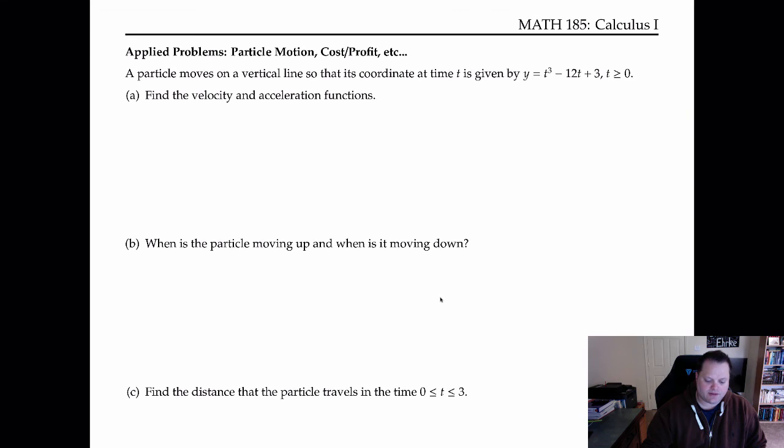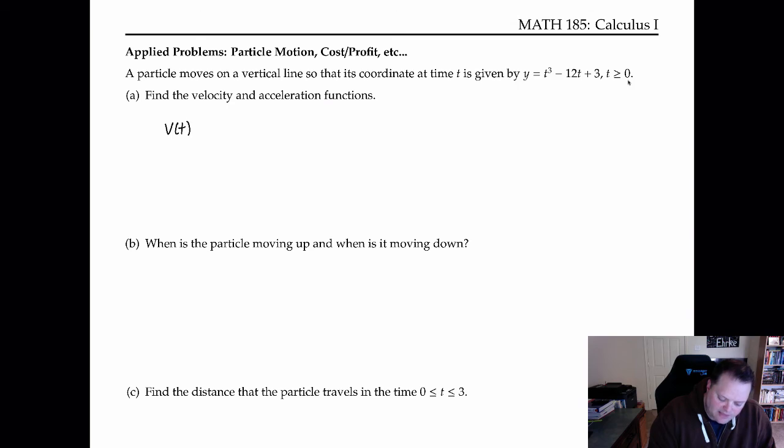All right, next question. Doing applied problems like particle motion, cost profit. This is a position, acceleration, velocity kind of question. So our position function is given by t cubed minus 12t plus 3 for t greater than or equal to 0. So I'm going to start by finding the velocity.